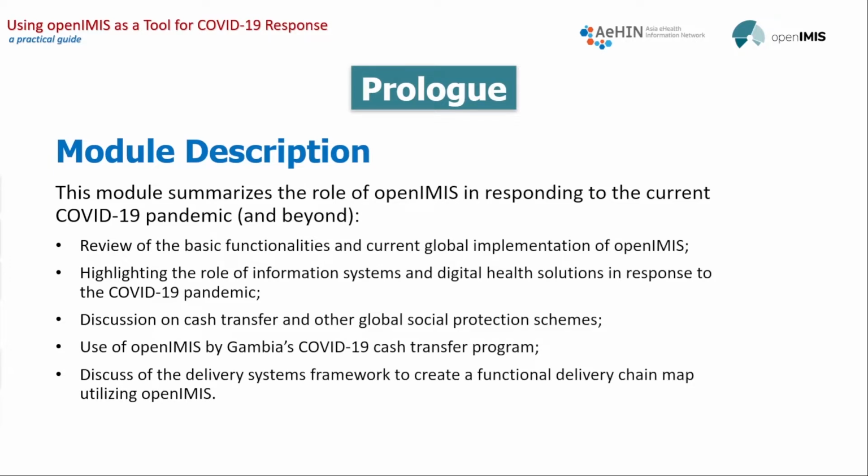The module then ties up how openIMIS has been used by Gambia's cash transfer program in response to the pandemic. Lastly, the module discusses the delivery systems framework and challenges the reader to create a functional delivery chain map utilizing openIMIS as an enabler of a social protection program.